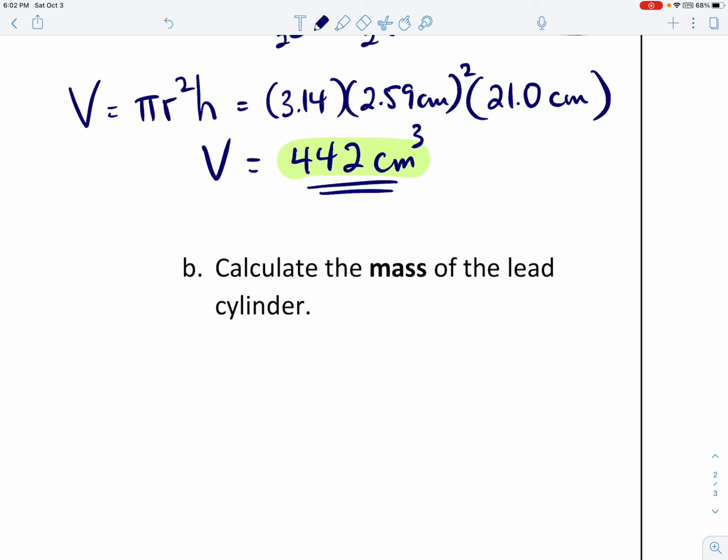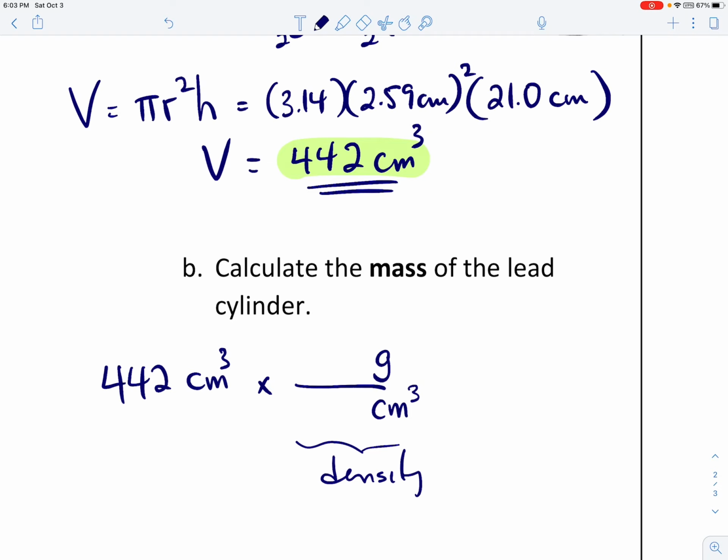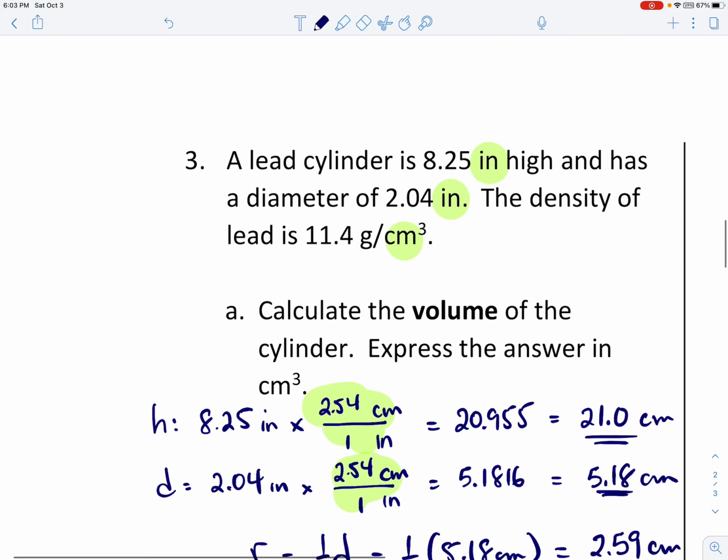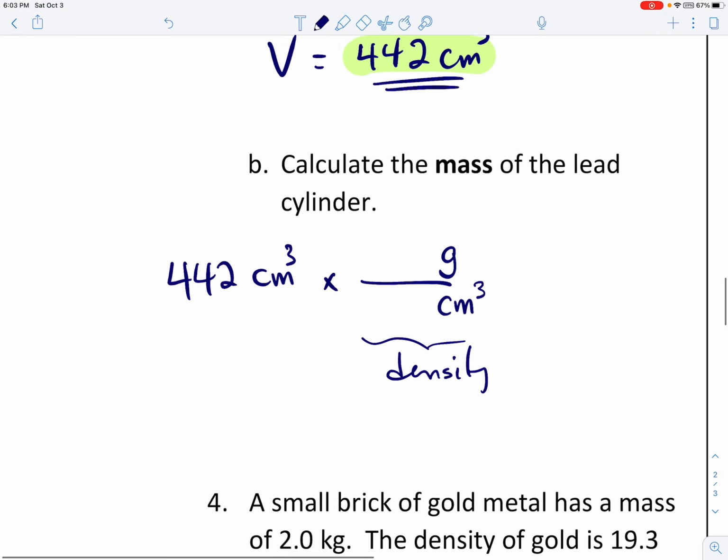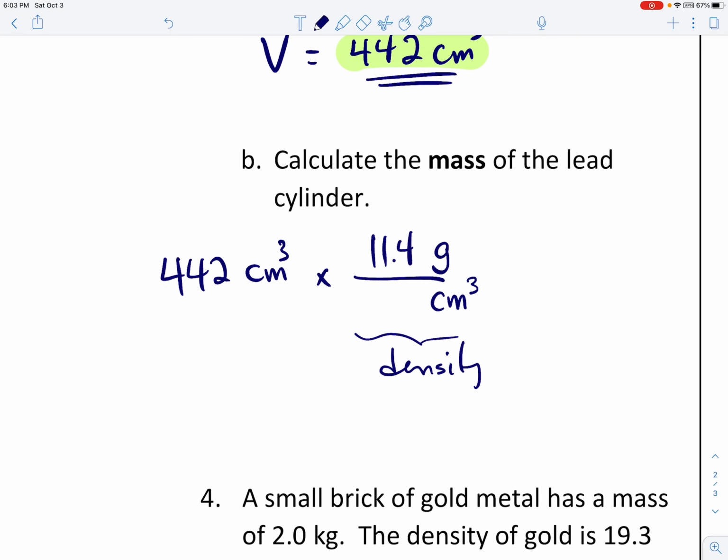The next question says, what's the mass of the lead? So now we have the volume, we can use the density from up above to get the mass. So we'll use a unit multiplier. We'll start with our volume, 442 cubic centimeters. We'll get rid of the cubic centimeters, and mass is measured in grams. So this grams and cubic centimeters, this is density. The density of the lead was 11.4 grams per cubic centimeter. So 11.4 grams for every 1 cubic centimeter.